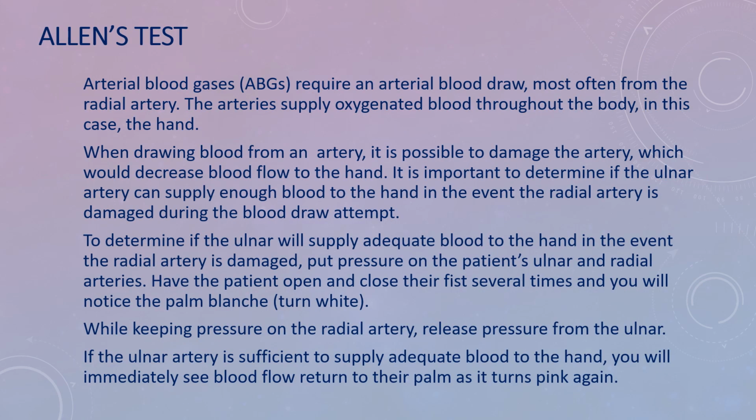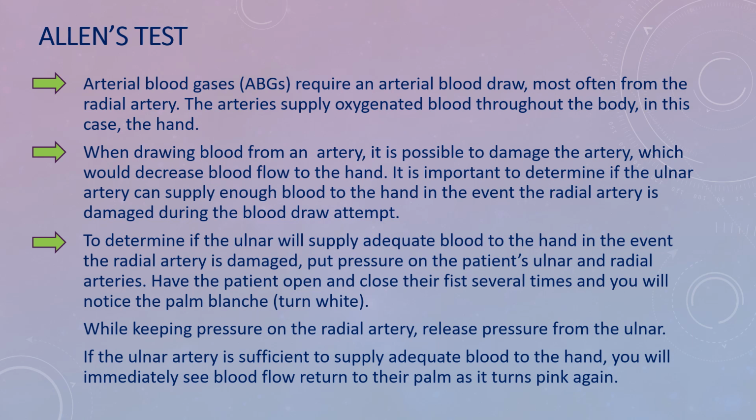Before we draw for an arterial blood gas, or an ABG, we need to do Allen's test. ABGs require an arterial blood draw, most often from the radial artery. The arteries supply oxygenated blood throughout the body, and the radial artery, in this case, supplies it to the hand. When drawing blood from an artery, it is possible to damage the artery, which would decrease blood flow to the hand. It's important to determine if the ulnar artery can supply enough blood flow to the hand in the event the radial artery is damaged during the blood draw attempt.